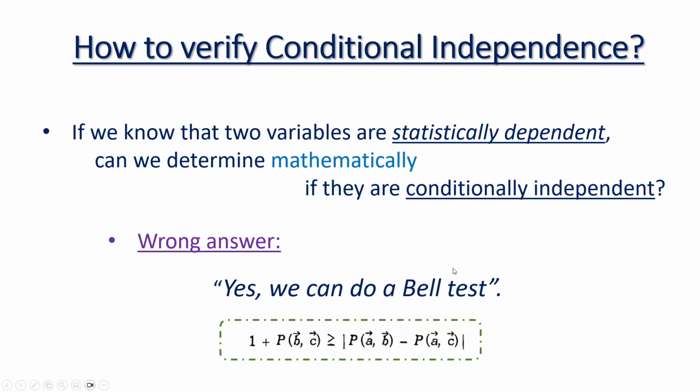So now we get to the million-dollar question. If we have a set of variables that are statistically dependent, but we cannot inspect their causal roots, can we use mathematical tools to determine if they are conditionally independent? As a consequence of Bell's theorem, many people were convinced that the answer is yes. If we process the coefficients of correlation of a Bell-type inequality, we can rule out conditional independence and therefore locality for a large class of relevant phenomena.